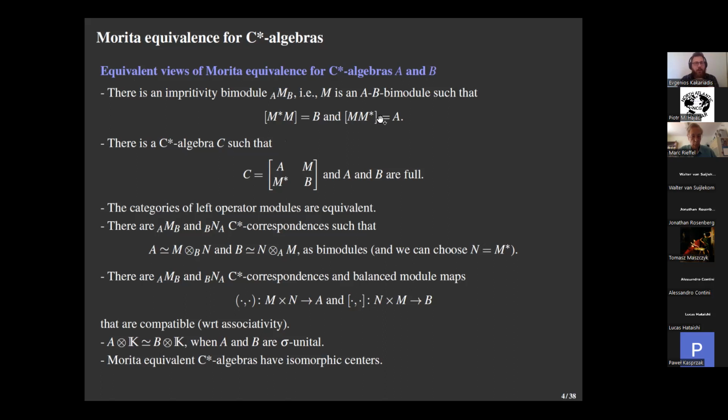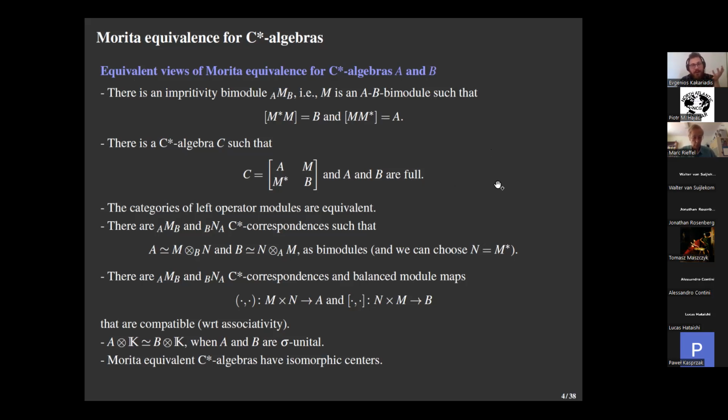That line is a little bit of a white lie, but it is made more precise by the second one. So you can realize Morita equivalence by putting A and B as corners in a common C-star algebra C, so that these corners are full, meaning that whenever you have an ideal of C containing A, it has to be C, and the same thing for B. The categories of left operator modules are equivalent. That's something Blecher showed several years ago, and so that passes here as well.